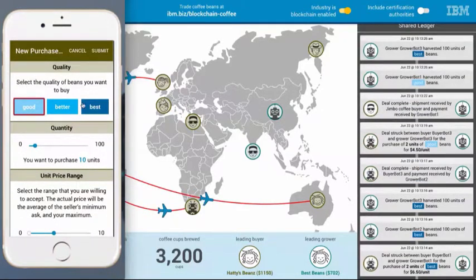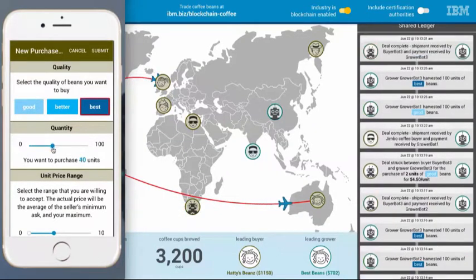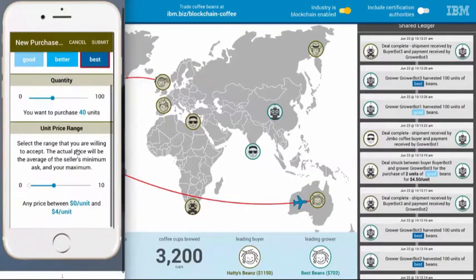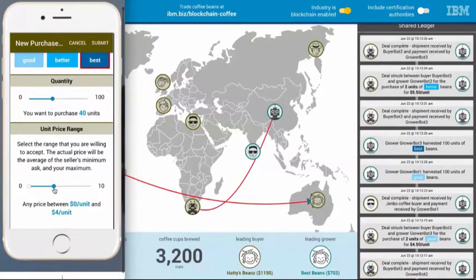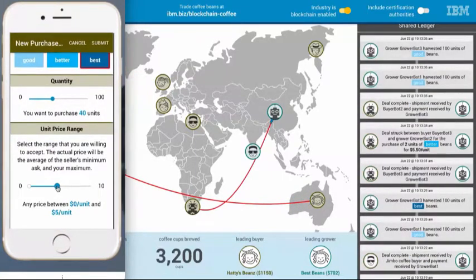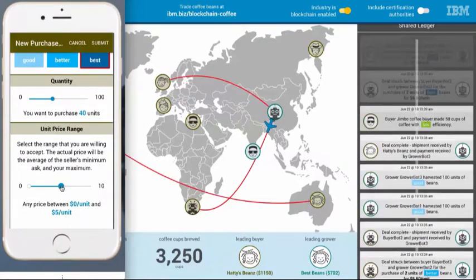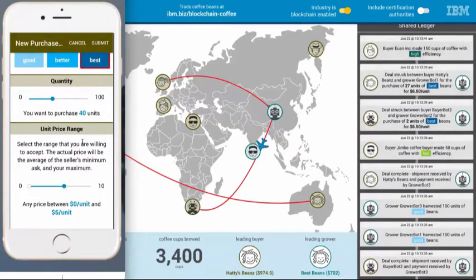So in this case, I want to buy best quality coffee beans. I can pick my quantity. Let's say I'll buy 40 units of these quality coffee beans, and I can set my price range that I am willing to pay. So let's say these are good quality, the best quality coffee beans. Let's say I'm willing to pay up to $6 per unit.